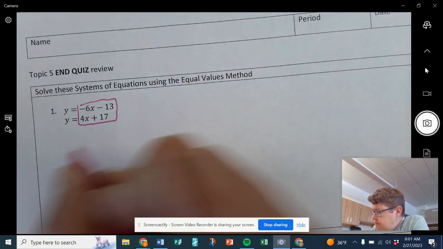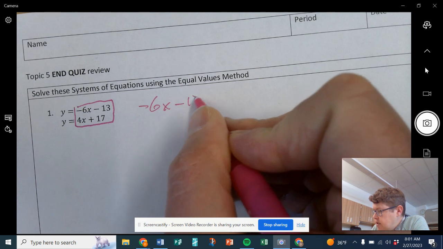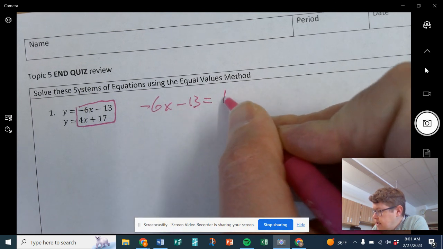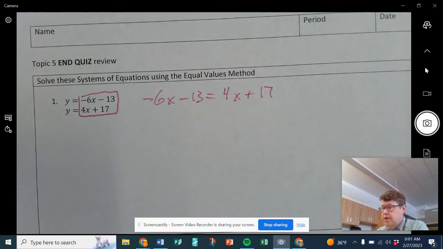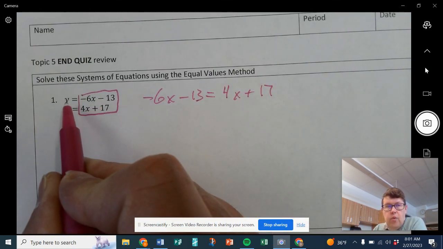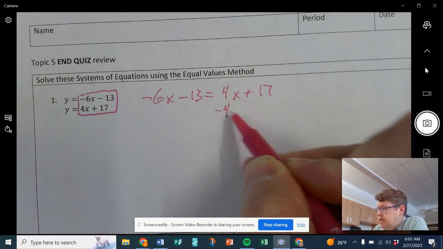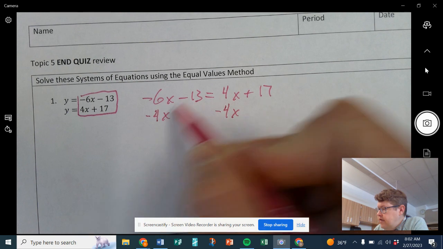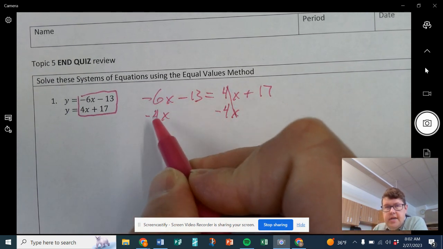So let's do it right here. I can say that negative 6x minus 13 is equal to 4x plus 17. Okay, and then we just solve an equation just like normal, right? So what happened is we combined these equations to basically get rid of the y, so that we only have one variable in here. So I need to bring this x to the left side. We always want to bring our variable to the left and our numbers to the right. So I start out by doing that. Negative 6 minus 4, right?